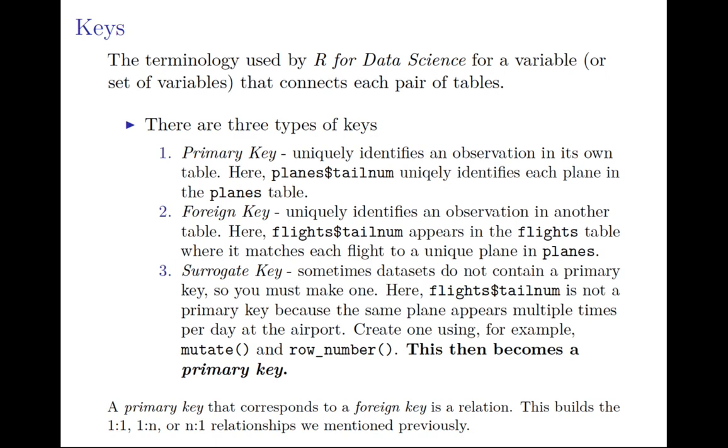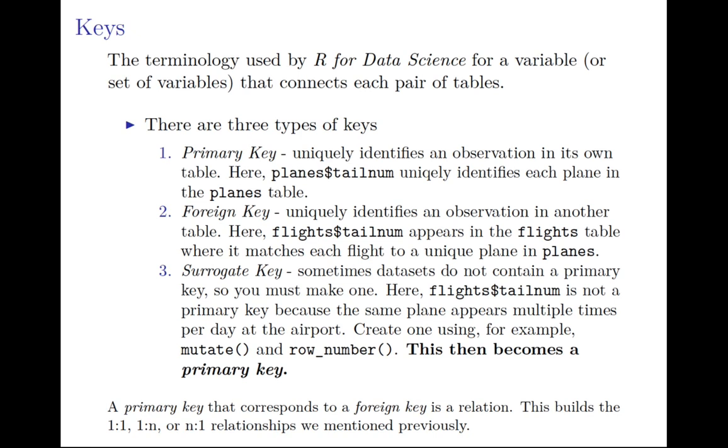The foreign key uniquely identifies an observation in another table. So here, the tailnum variable in flights appears in the flights table, where it matches each flight to a unique plane in planes. And then there's also the surrogate key. This happens when sometimes data sets do not contain a primary key, so you have to make one. Here, the tailnum variable in flights is not a primary key because the same plane appears multiple times per day at an airport. So if you want to create a unique identifier, you need to create this key, for example, using mutate and row number. Then this becomes your primary key.